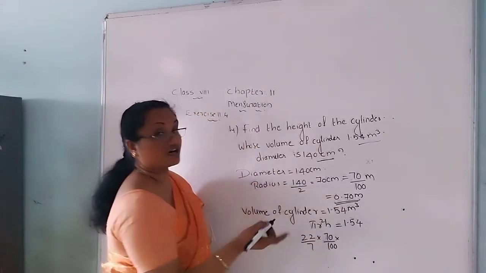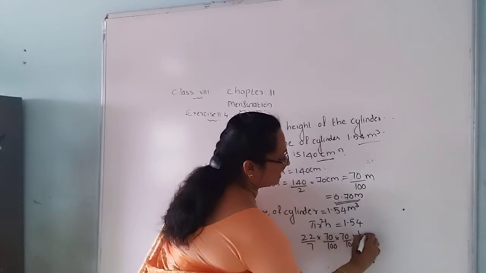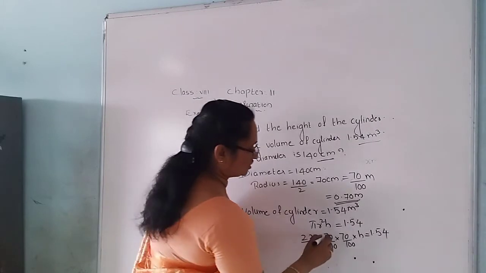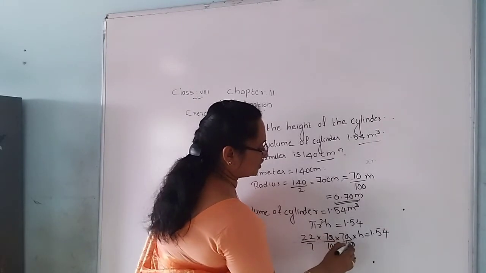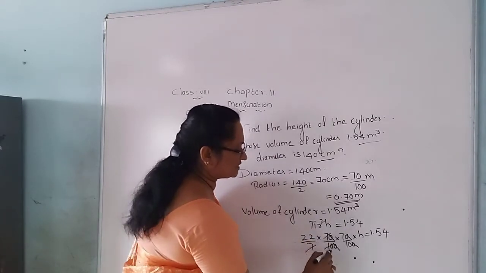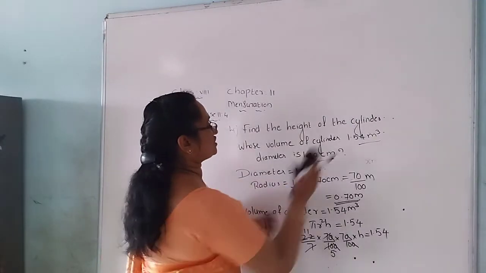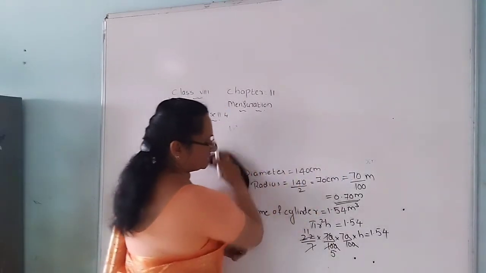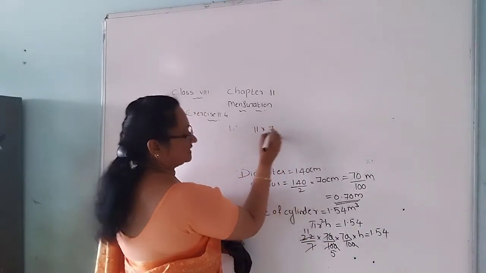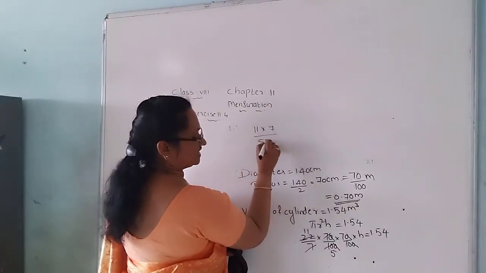R square means 2 times, right, so multiply. The h value they asked to find. Right side 1.54. They cancel: 0, 0 cancel. Here also 0, 0 cancel. Then 7 and 7 cancel. 2 table: 10 is 5 times. 2 table: 22 is 11 times. Again cancellation is not possible. Then the remaining part, the numerator is 11 into 1, and the denominator is 5 into 10.